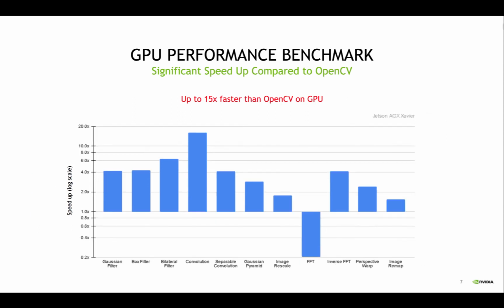In this chart, we're comparing the GPU performance of VPI against OpenCV using OpenCV's CUDA implementation. In this case, we can get up to 15 times faster performance. That's the case with convolution. Other algorithms are around 4 times faster. We have one outlier here, the FFT, that underperforms, but we are working on that one to get it up to speed.